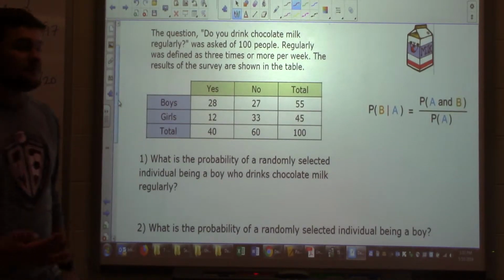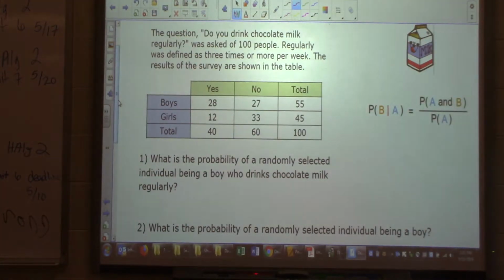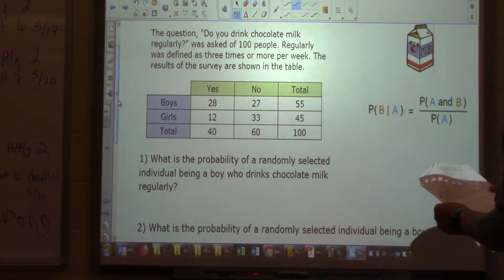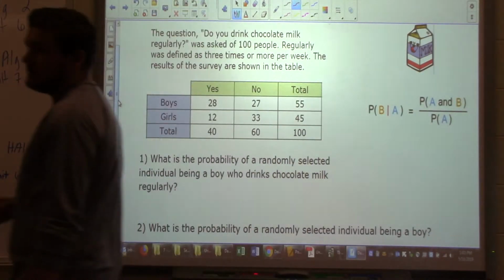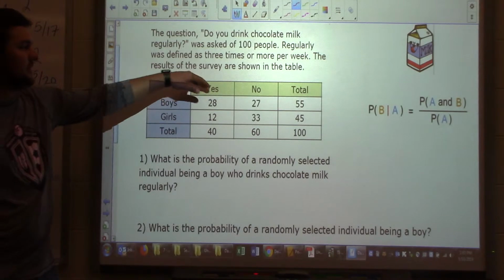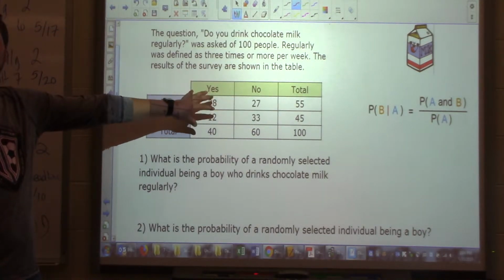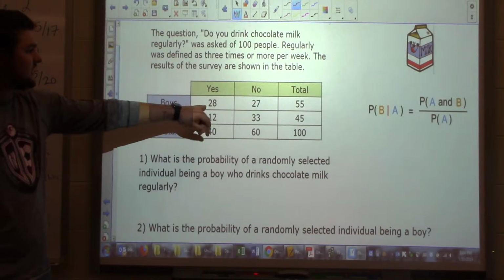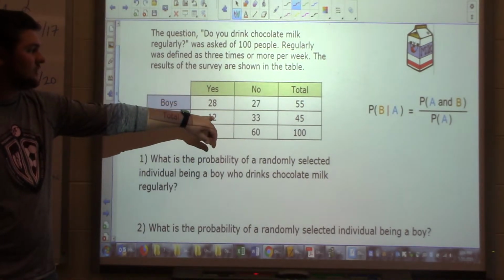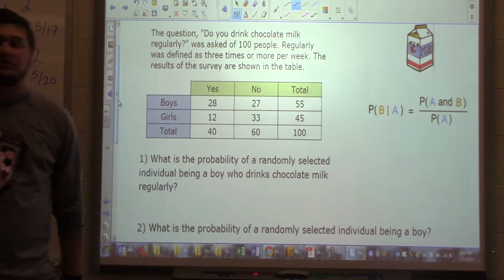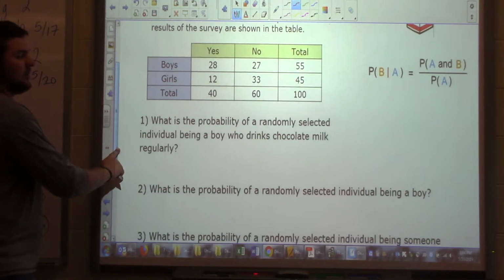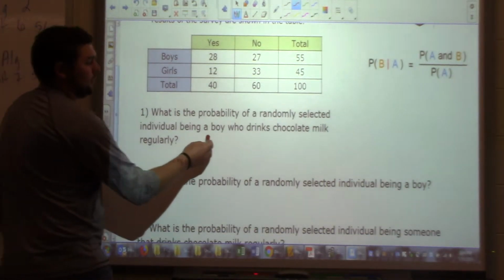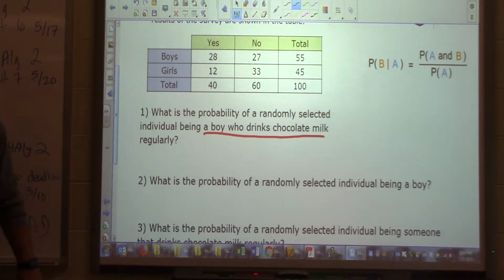Alright, let's look at some graphs a little bit. So we're given a table here. The question, do you drink chocolate milk regularly, was asked of 100 people. Regularly was defined as 3 times or more per week. The result of the survey is shown on the table. So they split up into boys and girls, and into yes and no. Does everyone know how to read a table like this? Right, so 28 boys said yes, 12 girls said yes, 27 boys said no, 33 girls said no, and then there's totals. So we want to know, what is the probability of a randomly selected individual being a boy who drinks chocolate milk? 55%.